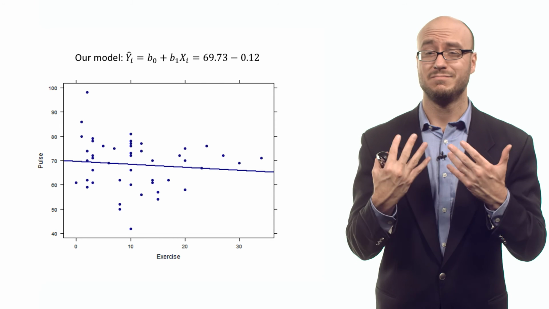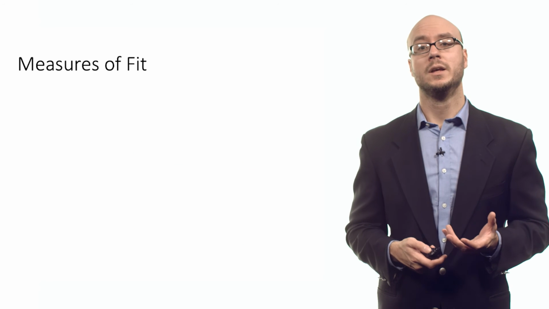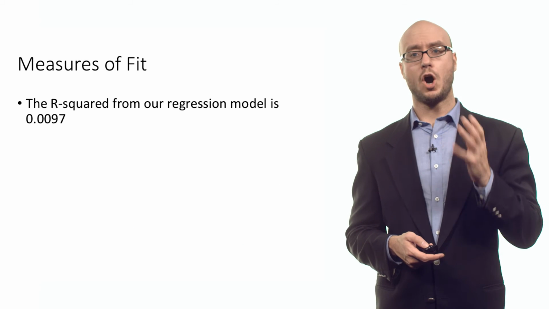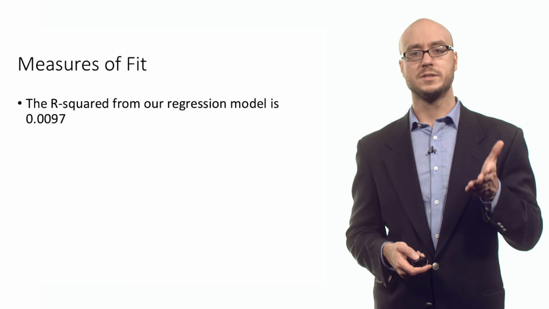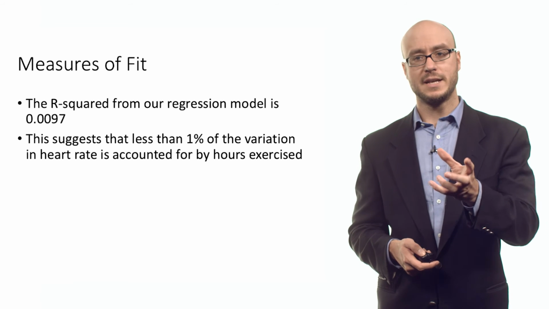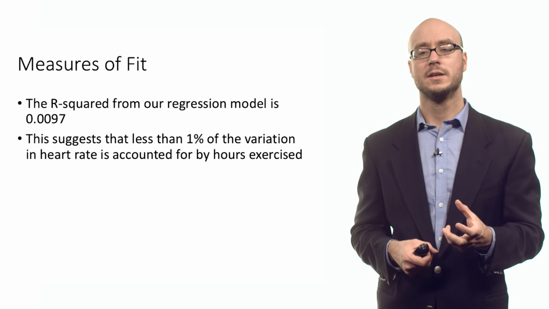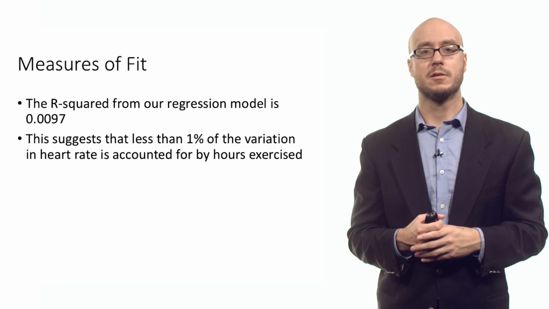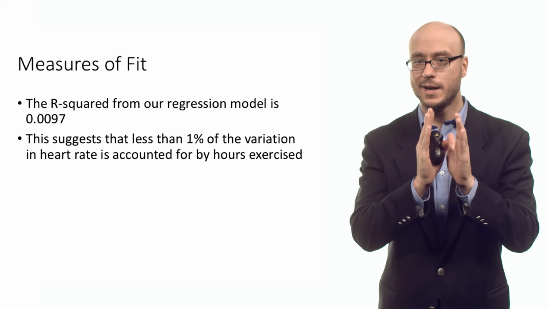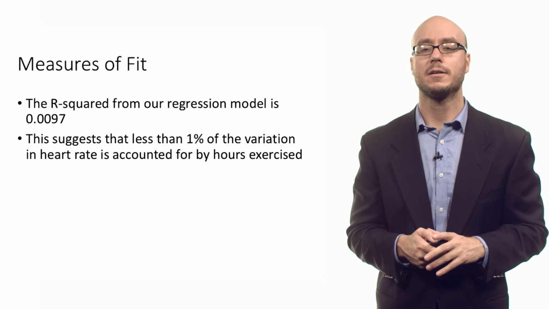We might ask, is it doing a good job fitting the data though? Well, let's look at some measures of fit. The R squared from this regression model is 0.0097, right? That suggests it's accounting for less than 1% of the total variation in heart rate by this variable of how many hours you exercise. So it's not explaining very much of the variation in the outcome.